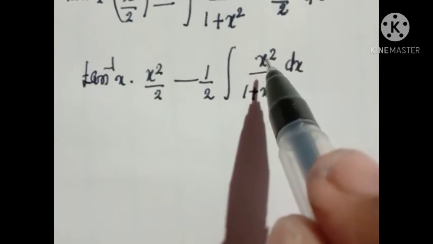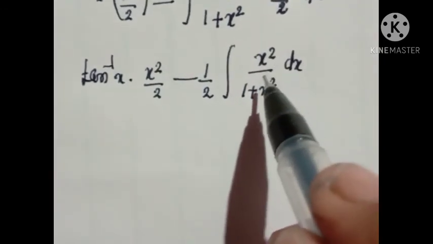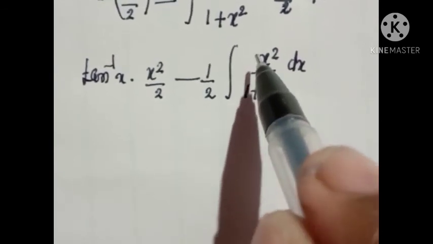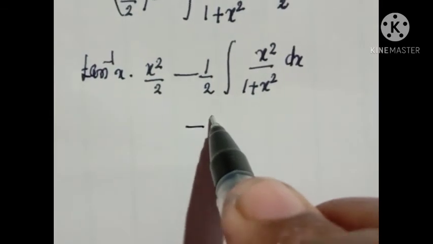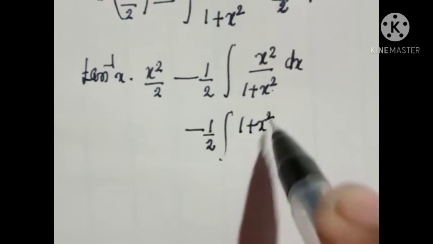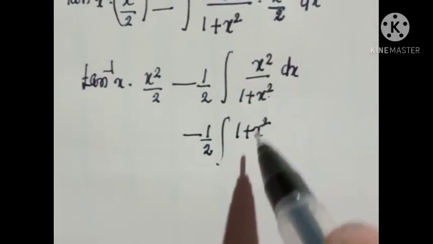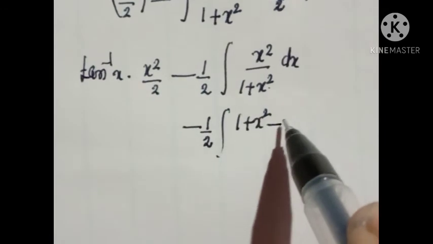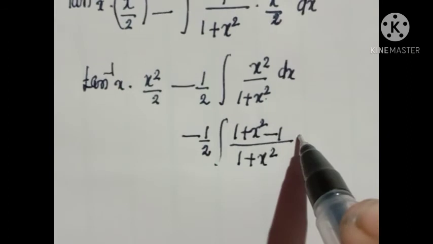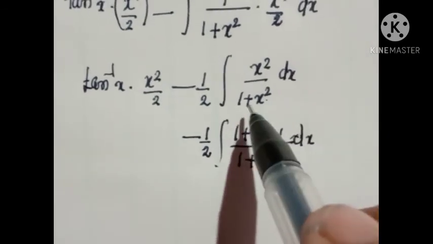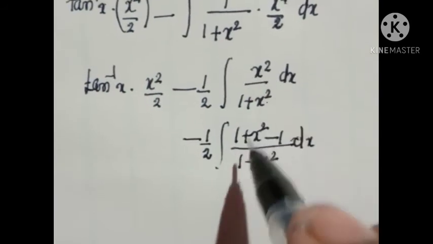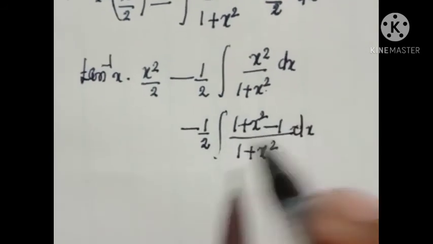Listen, here numerator is x square. So with respect to this denominator, we are going to convert this numerator as, listen, 1 by 2 into denominator is 1 plus x square. So on numerator we add 1. At the same time we need to subtract 1 also. Okay, it's clear. So with respect to the denominator we are going to convert or rearrange this numerator as, listen, 1 plus x square minus 1.